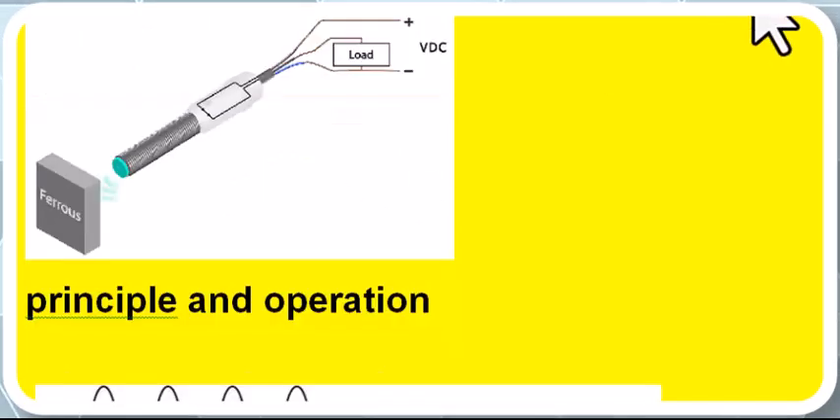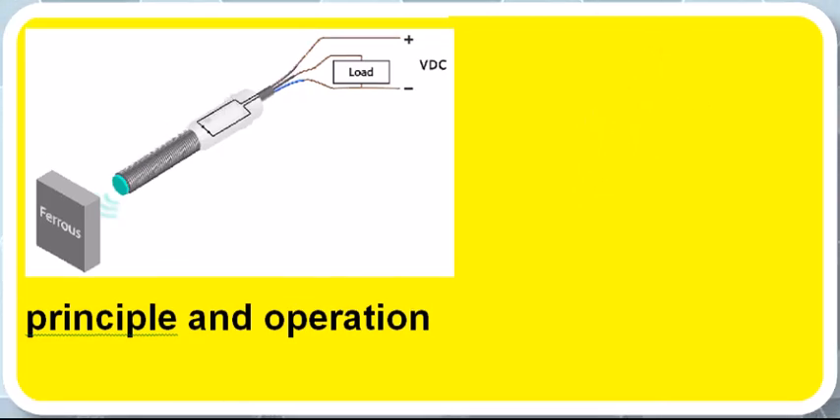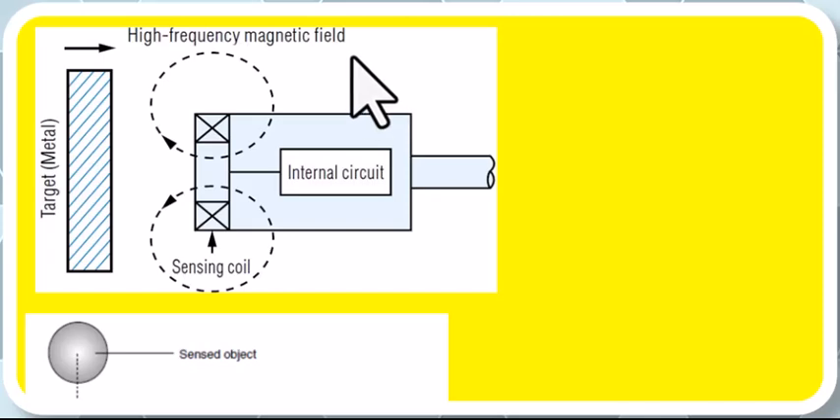Next, coming to the principle of operation of this sensor, due to the presence of this oscillator in the circuit, it provides a high frequency magnetic field with the help of the sensing coil. When the external metal comes near to this, then automatically the high frequency magnetic field reduces its magnitude.